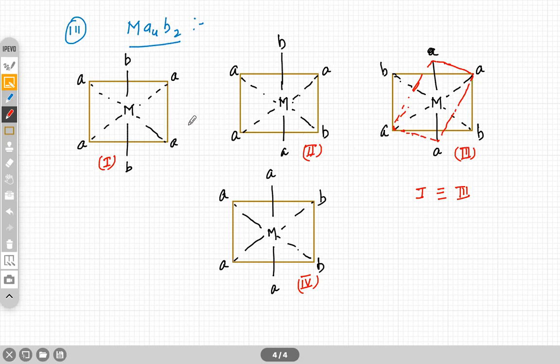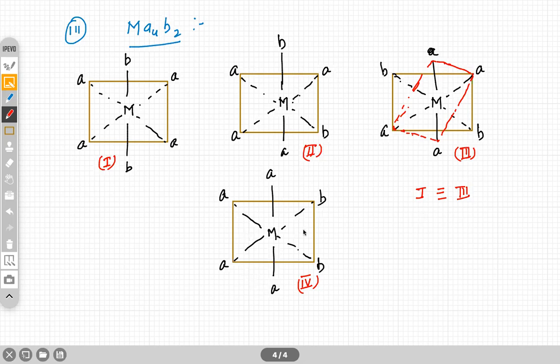Similarly, first and second are different structures. We cannot compare first and second. Wait, Dhyan, just a second. Second one, you see, we have 3A atoms at the corner and 1B. So if you want to compare first and fourth, these two are different structures. If you want to compare second and fourth, so 3A at the corner and 1B.